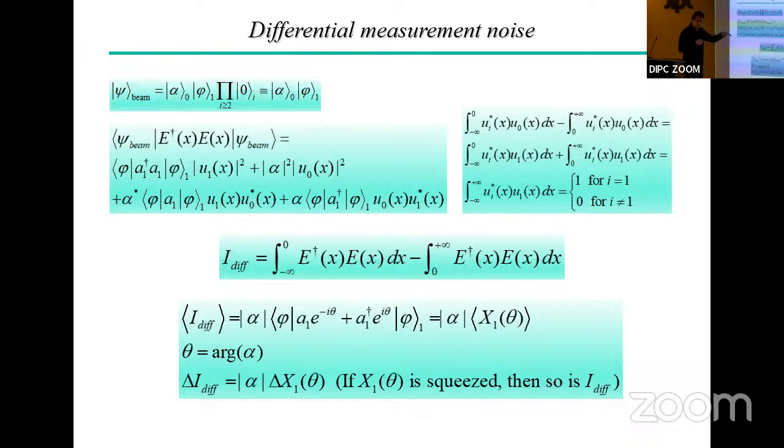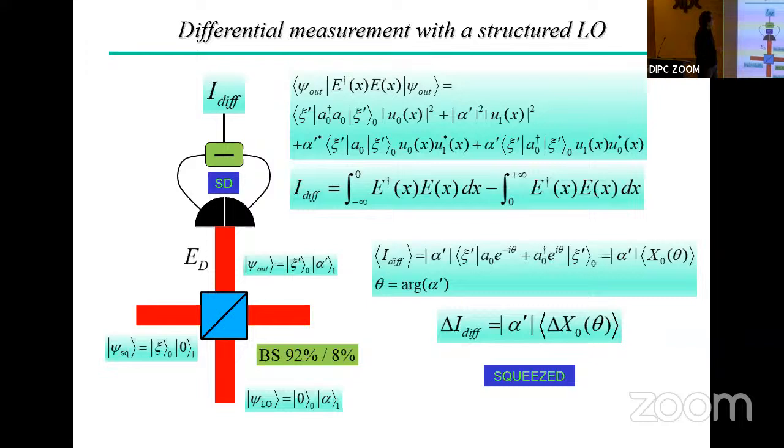Now, they didn't want to do that. They didn't want to squeeze this flipped mode. So what did they do? They did the opposite. In some sense, you can think that the flipped mode is the mode of the detector. The detector, when you make this intensity difference, is like making a projection.